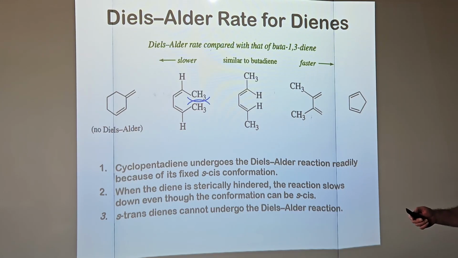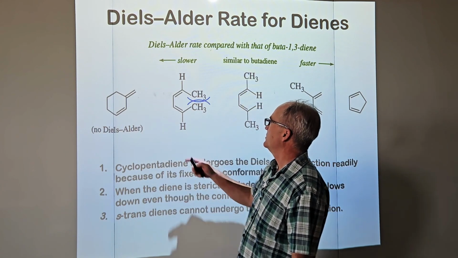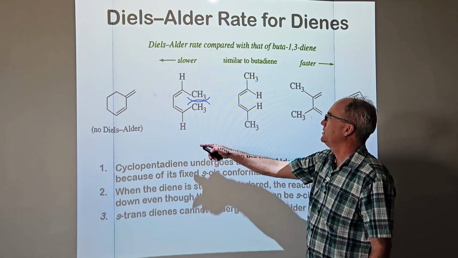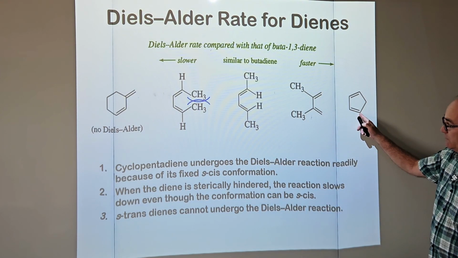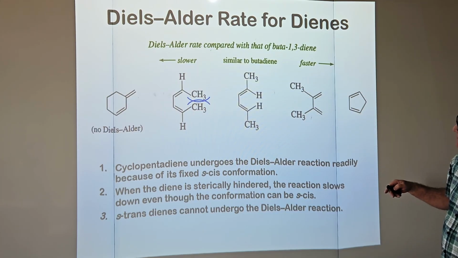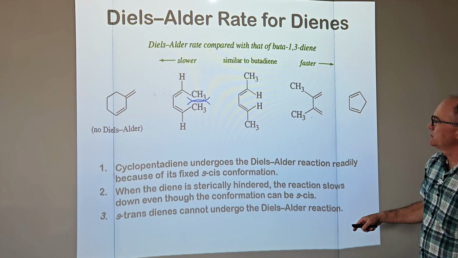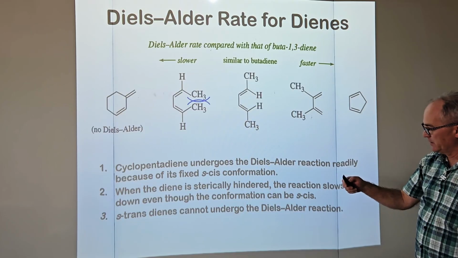Talking about rates for different Diels-Alder reactions. This one can't get in the right position. This one's stereochemically hindered. This one is similar to butadiene. And this is real fast because it's locked in position. And you can see these are diastereomers where this is stereochemically hindered.